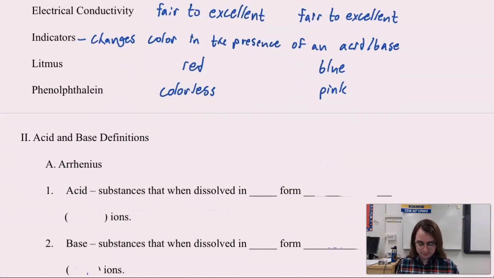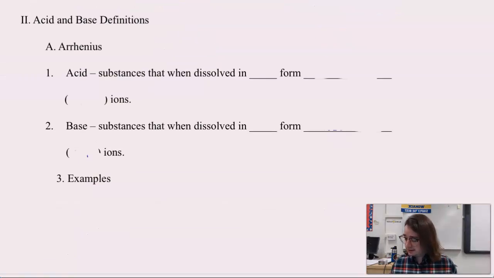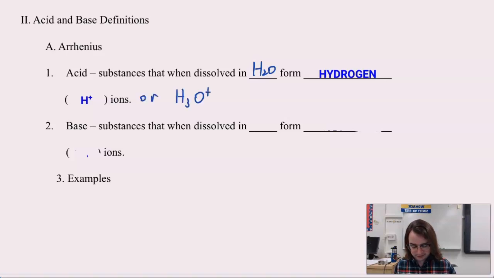Let's talk about how we can define acids and bases. We have three different definitions of acids and bases, and we're going to cover those periodically as we continue on, but let's just get them all out of the way first. So an acid is any substance that when it dissolves in water, forms hydrogen ions. And those hydrogen ions could also, depending on what solution we're in, form what we call hydronium ions, which are H3O+. So that's called hydronium.